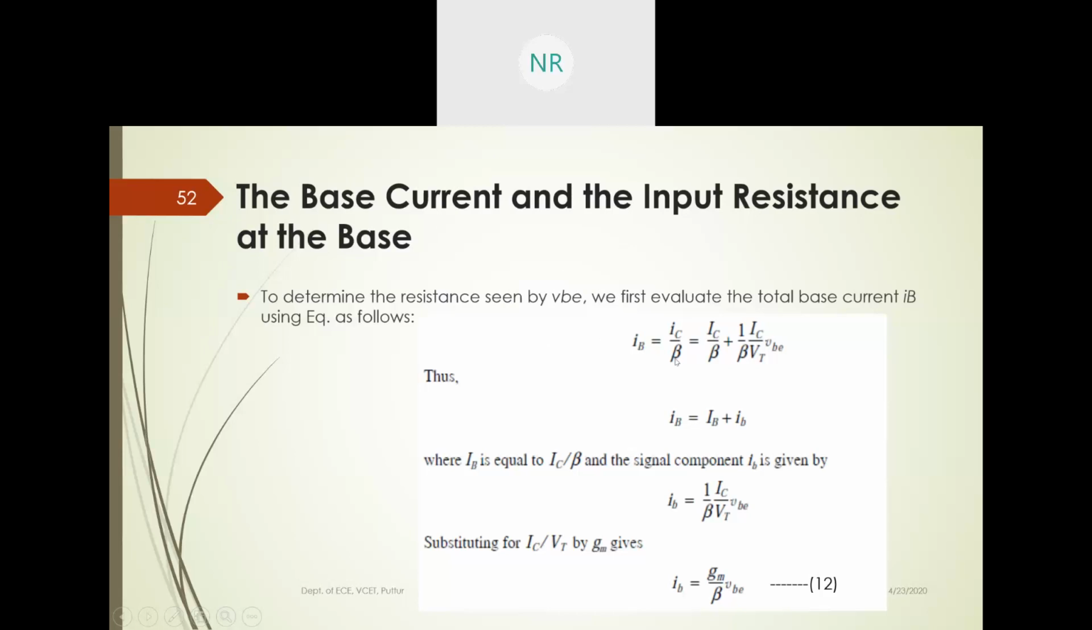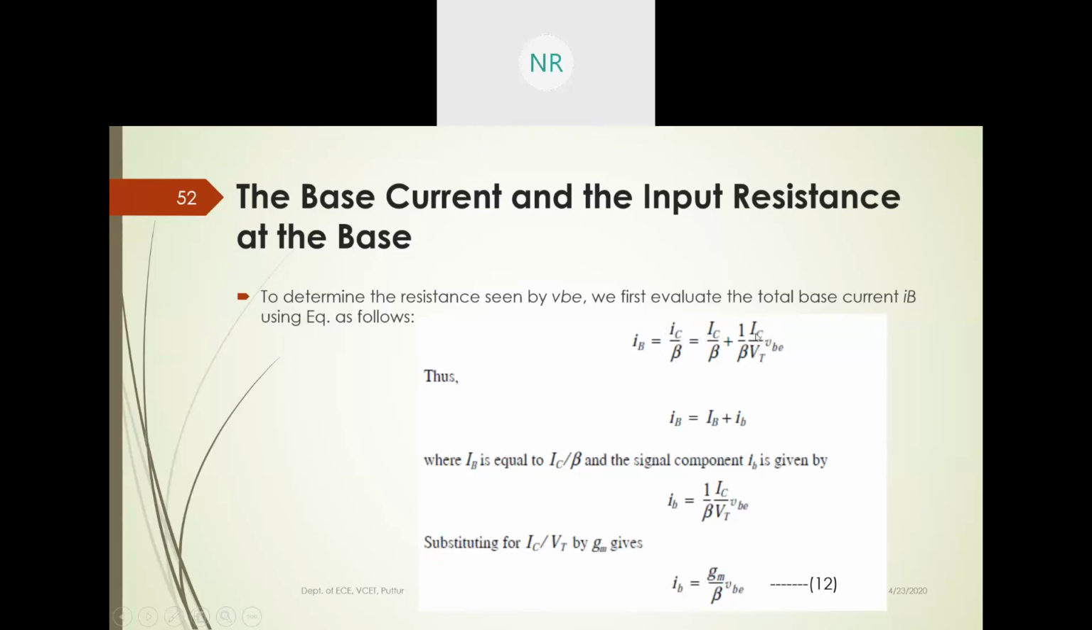So usually we know the base current is related to collector. Collector, we already know what is the instantaneous collector current. So we are calculating now instantaneous base current. IB is equal to IC by beta. What is instantaneous current? It is a combination of DC plus AC, right? AC is IC by VT into VB.